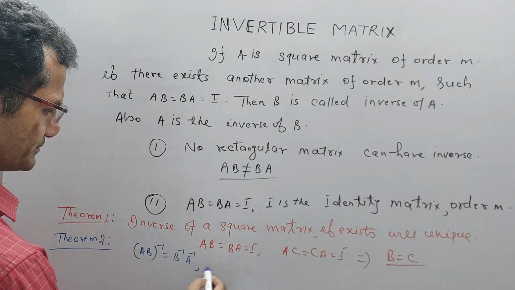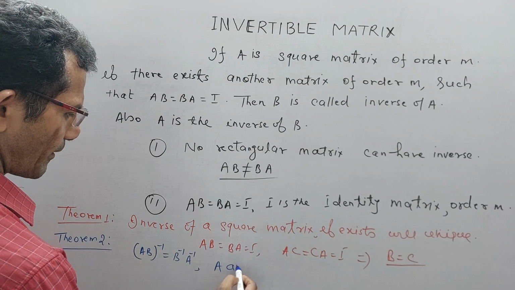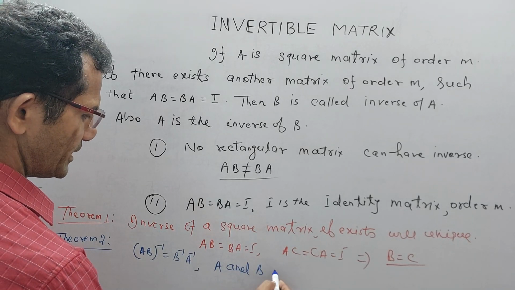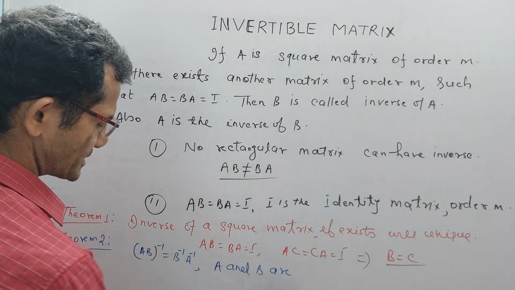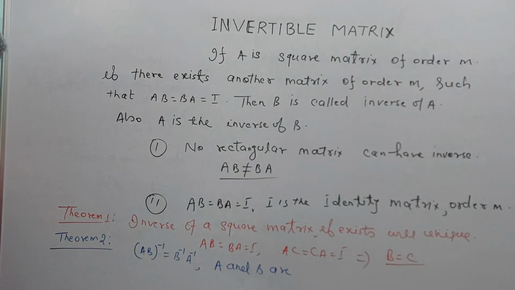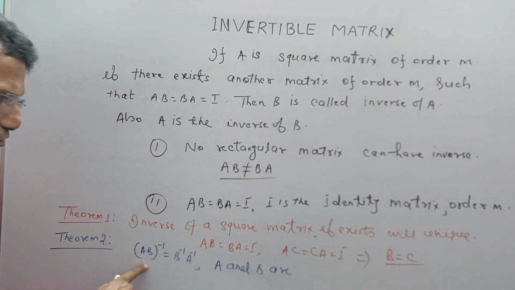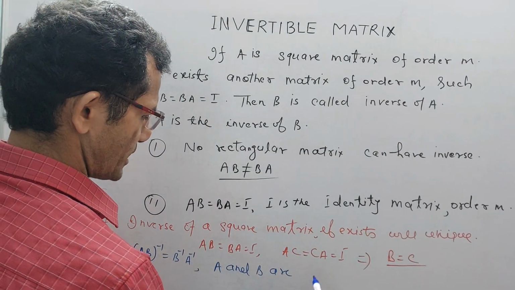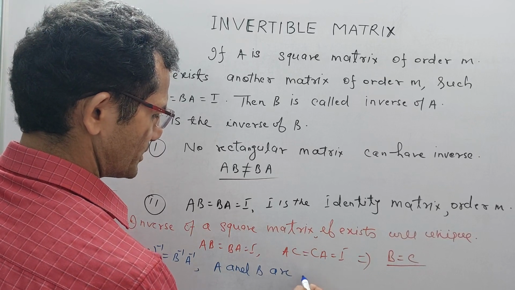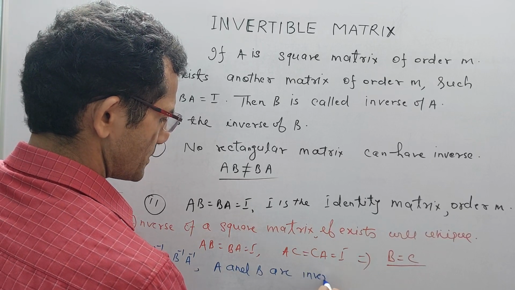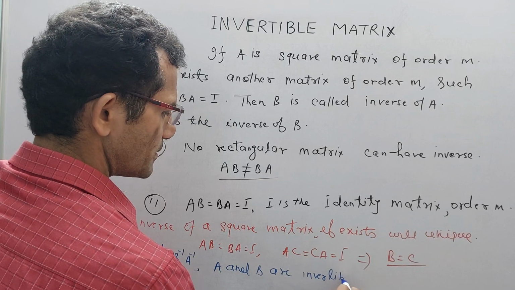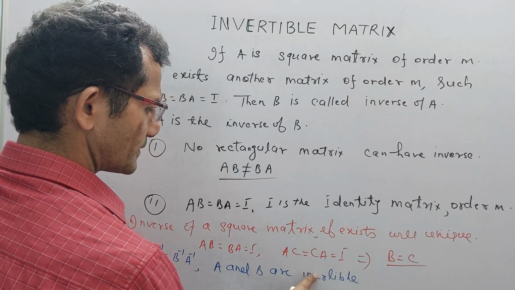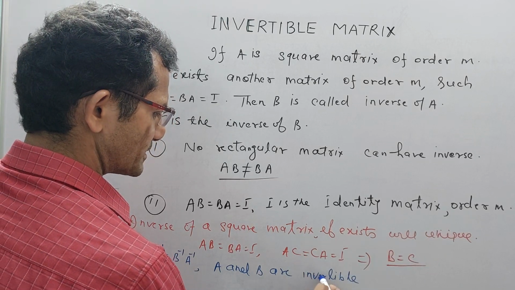So here A and B are invertible matrices. For invertible matrices, AB inverse or A inverse should be defined, and A and B should be square matrices. A and B are invertible matrices.